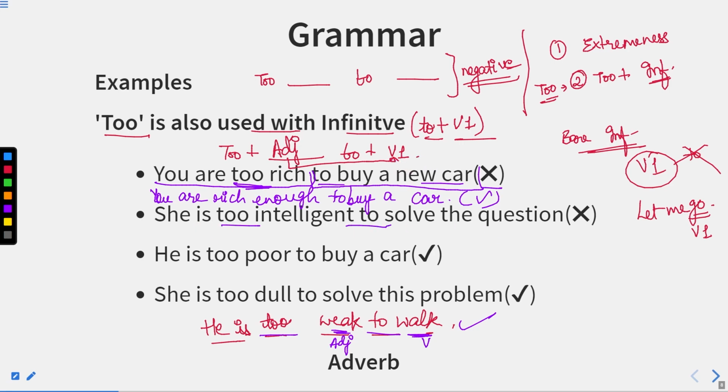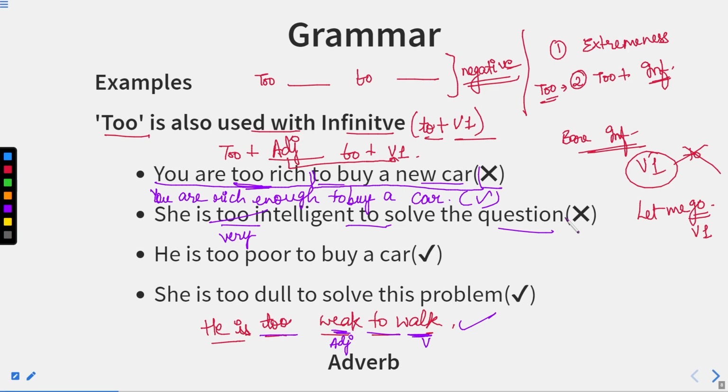She's too intelligent to solve the question. Again, this is incorrect, or this is senseless. Why so? If someone is very intelligent, of course, he will solve the question. But here it is saying that she's too intelligent. She's extremely intelligent. She's that much intelligent that she cannot solve the question. So that will be incorrect. This is senseless. Again, instead of this too, we should write very. She's very intelligent to solve the question. It means she's intelligent enough. She's very intelligent, so she can solve the question easily.